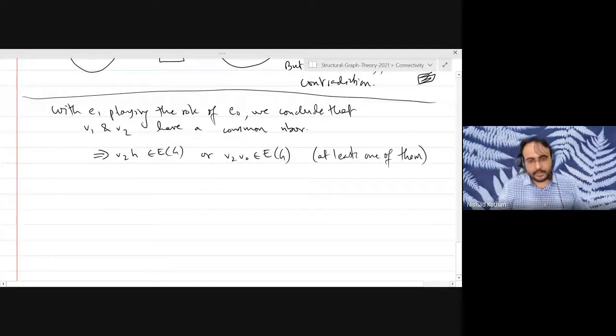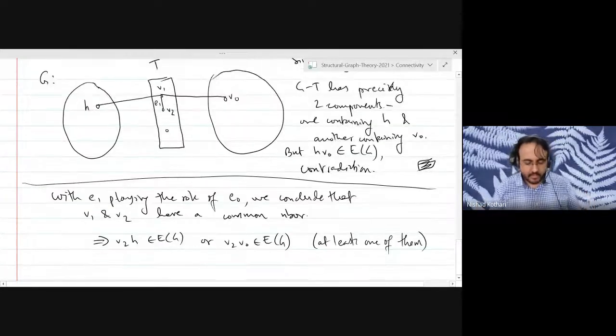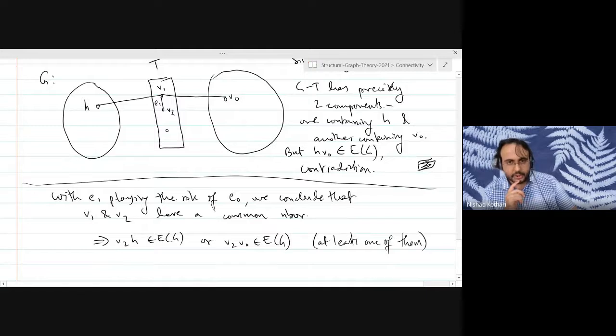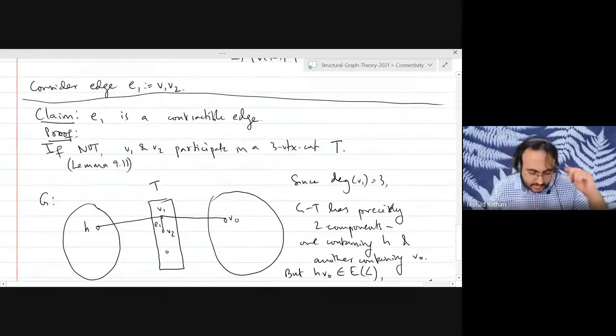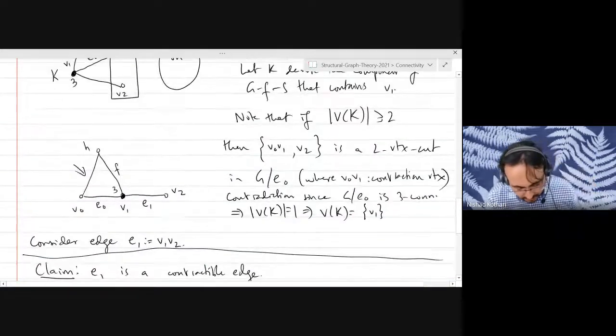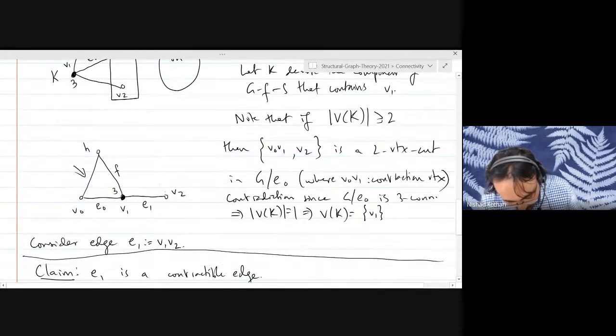I don't mean exclusive or. Is everybody with me? The only way for V1 and V2 to have a common neighbor is either V2 goes to H or V2 goes to V0 by an edge. Okay? So let's first look at this case. What if V2 and H are adjacent?